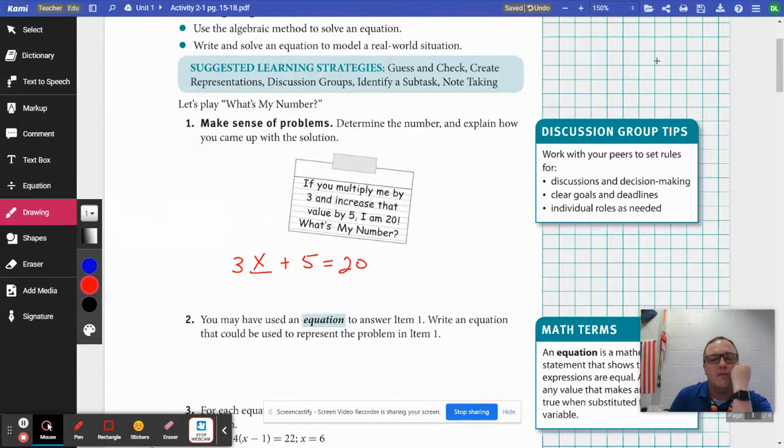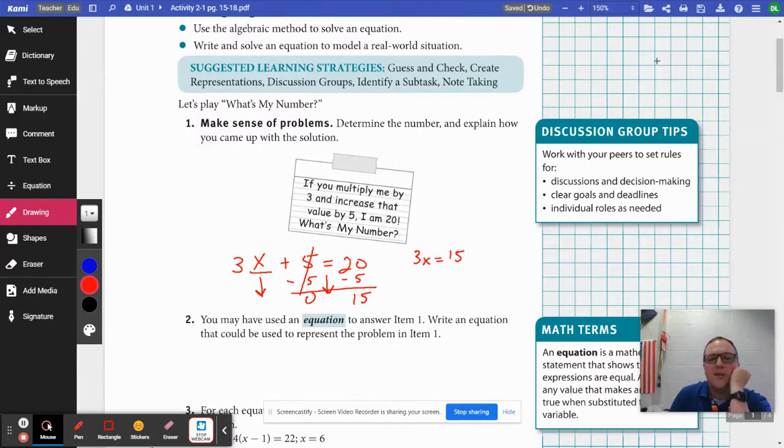So in order to get 20, I had to add 5. So in order to backtrack, I would have to subtract the 5. Now, the property of equality says what I do to one side, I have to do the other. So that becomes a 0. So that 5 cancels. This becomes a 15. My 3x just comes down. My equal sign comes down. So now I'll have 3x equals 15.